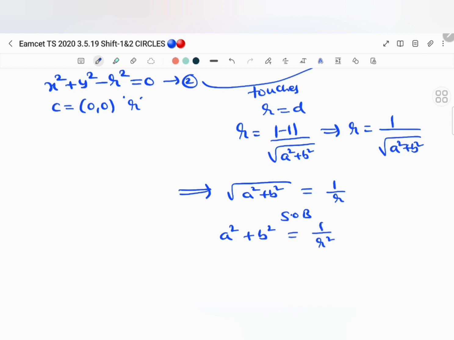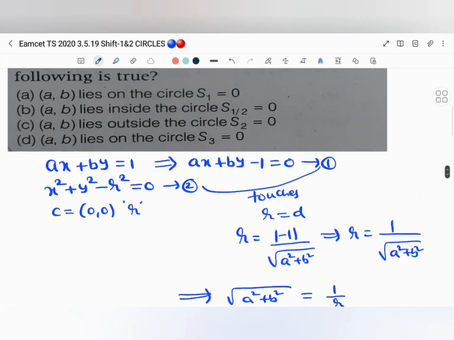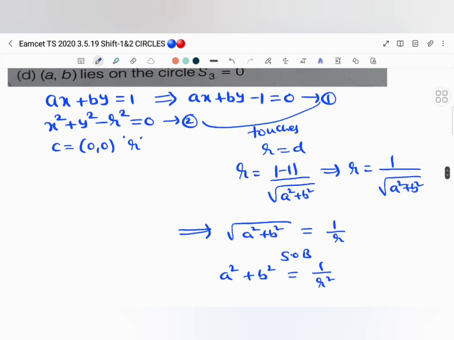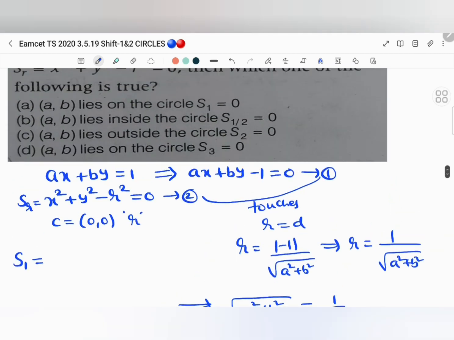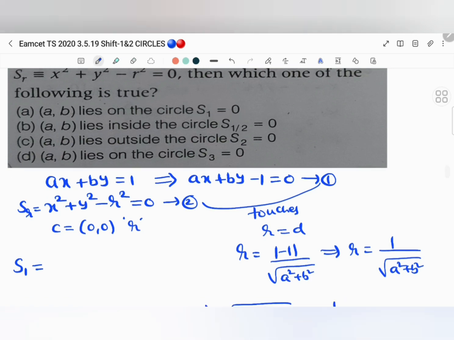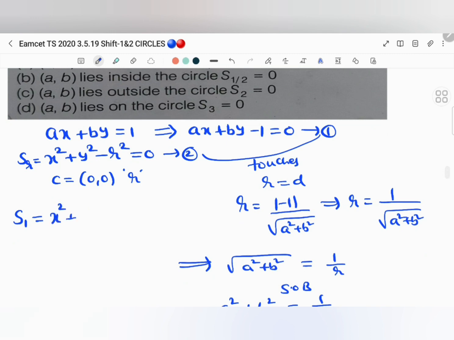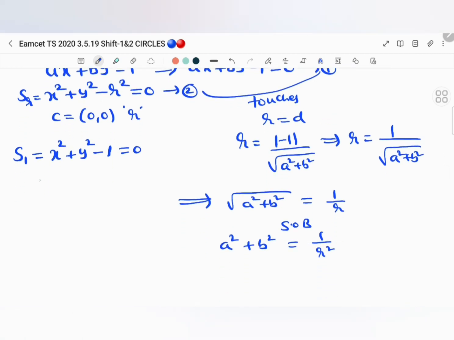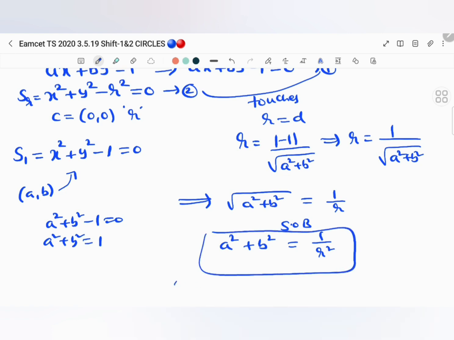After getting this condition, go for option verification. A comma B lies on the circle S1 equal to 0. Here, this is S. In the option, S1 equal to 0 is given. Observe carefully; just for showing purposes I am writing: S1 means r is equal to 1. Substituting, x square plus y square minus 1 square equal to 0. Now substitute A comma B in this, and you will get a square plus b square minus 1 equal to 0. So a square plus b square is equal to 1 only. Even in this result, r is equal to 1 if you substitute.